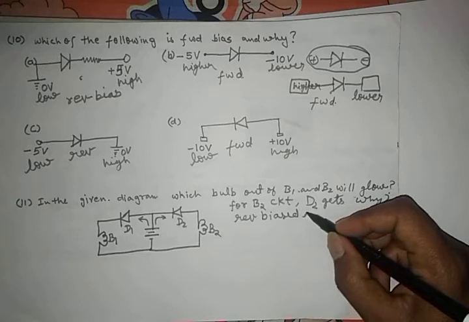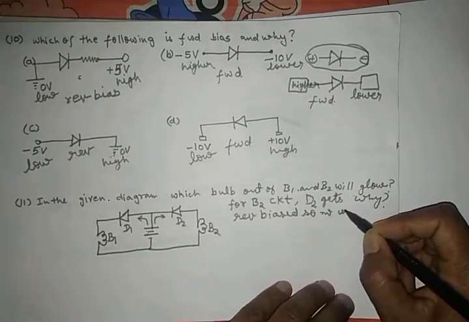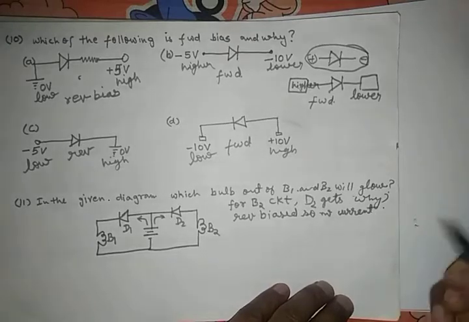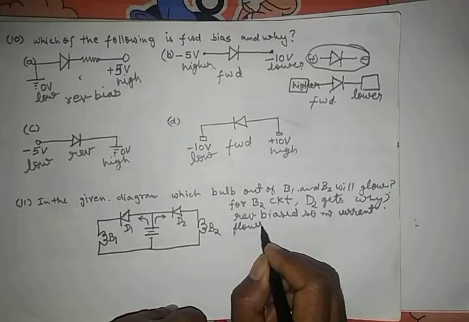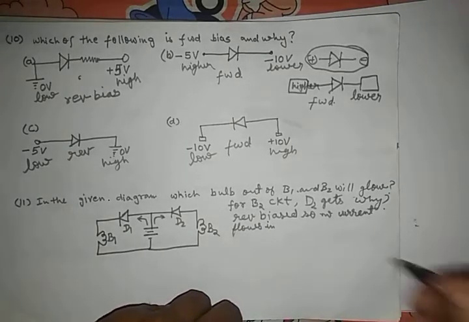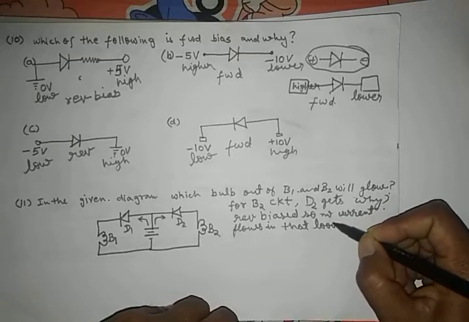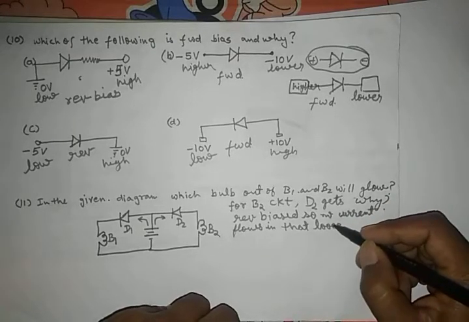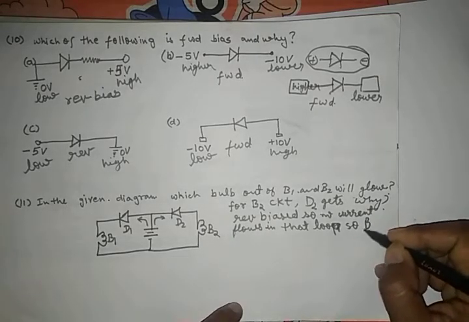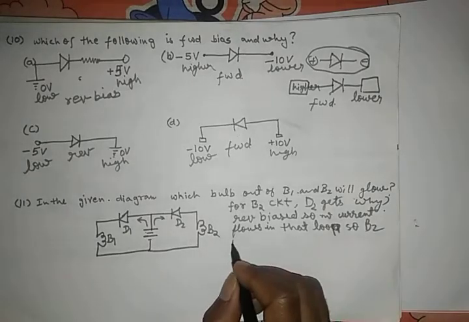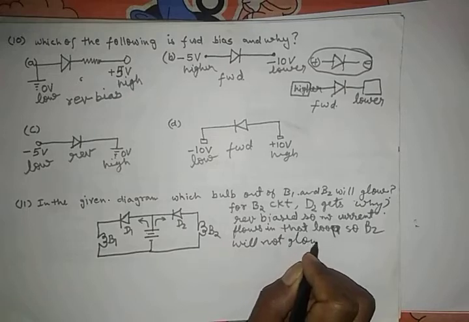So no current flows in that loop. So B2 will not glow. Okay.